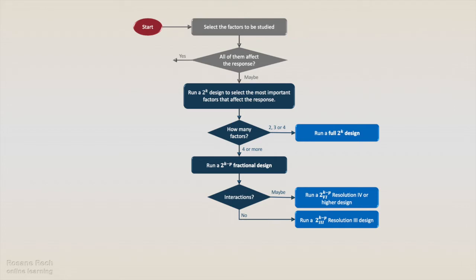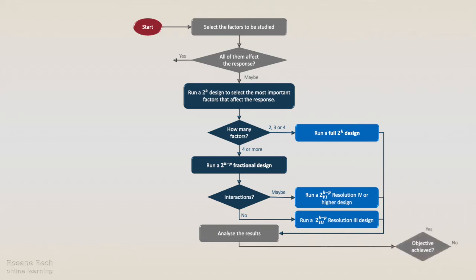Once we ran the experiment, be it a full or a fractional design, we need to analyze the resulting data and draw conclusions. Are the results conclusive? Was the overall objective achieved? Maybe the answer is yes. But the 2 to the power of k designs are usually screening designs that will give only an idea of the factors that affect our response.